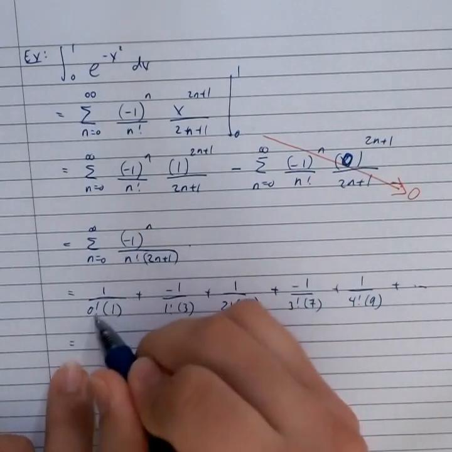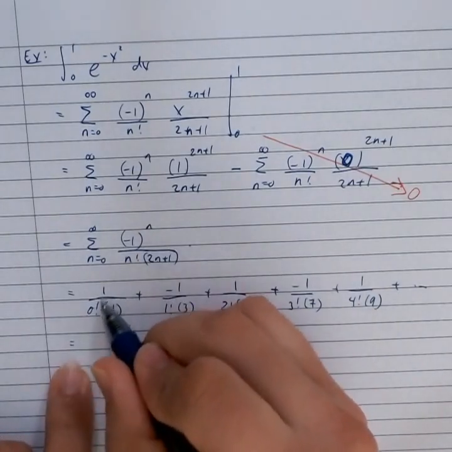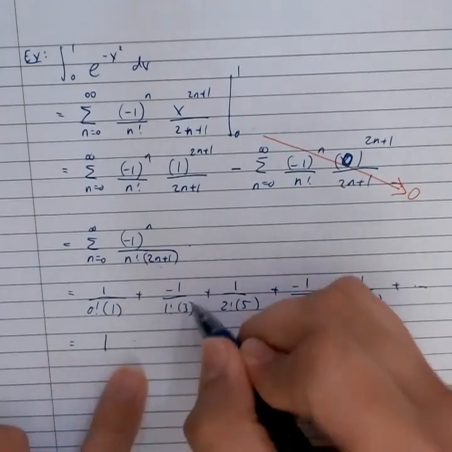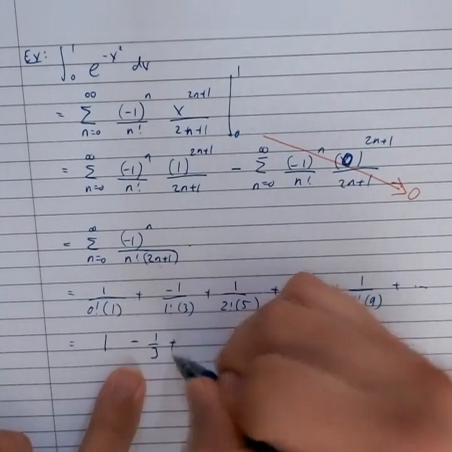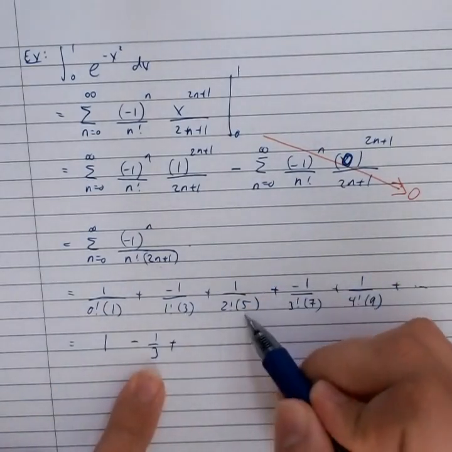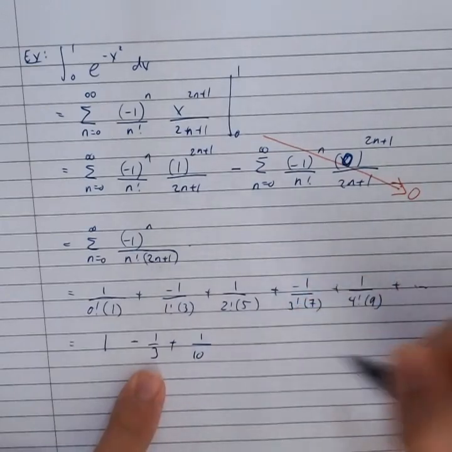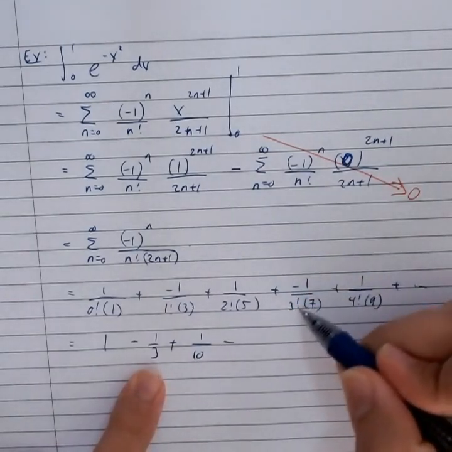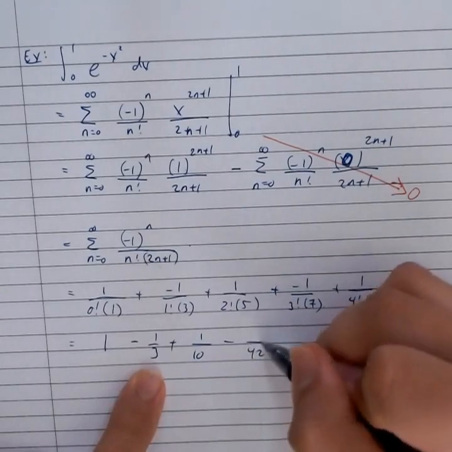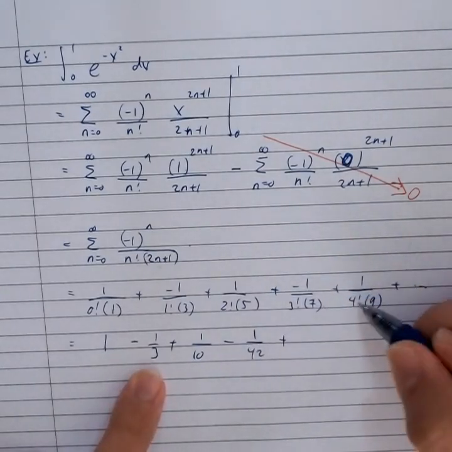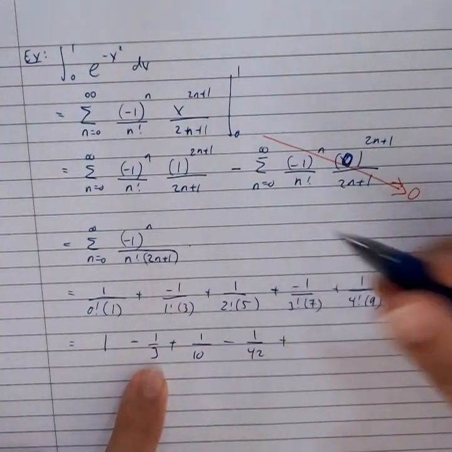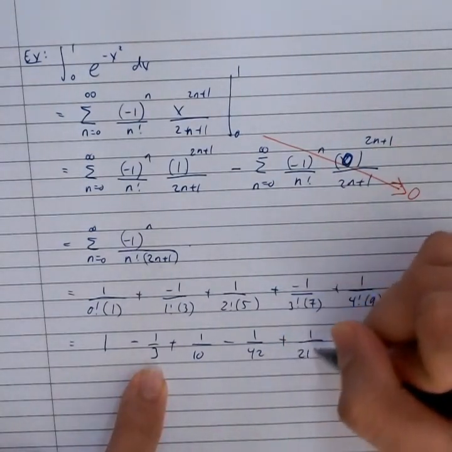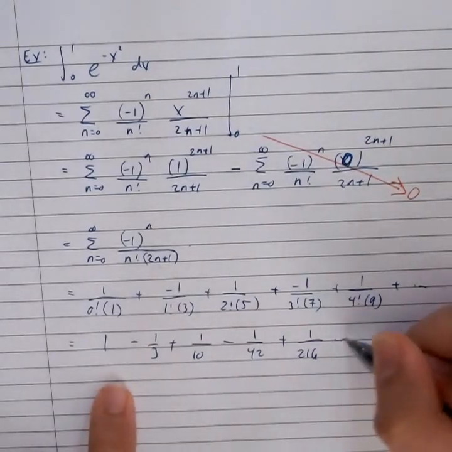1. So 0 factorial is 1. So that's 1 over 1, which is 1. And then 1 factorial is 1 times 3 is 3. So minus a third. Plus, let's see, 2 factorial is 2 times 5 is 10. That's 1/10. Minus 3 factorial is 6 times 7 is 42. Plus 4 factorial is what? 24 times 9. That's 216. Right, so 1 over 216. Okay, so here, plus dot, dot, dot.